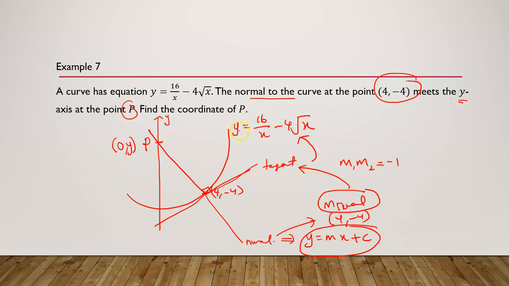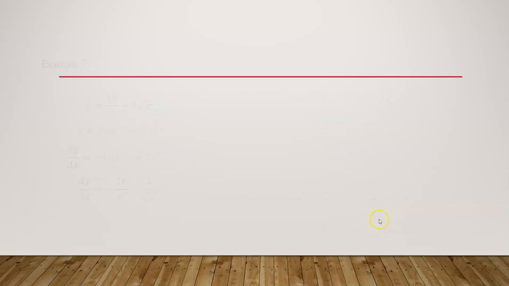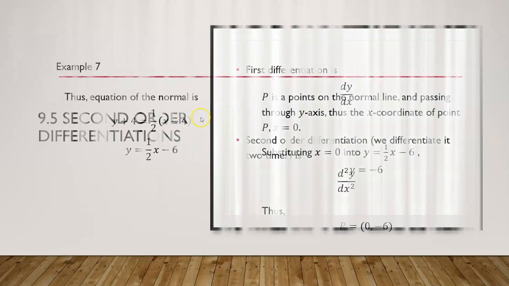So step pertama, you have to differentiate y. Differentiate y, you get this. You have to use all the properties that you have learned in part 1, differentiation. So you get this. The gradient of the tangent at 4, -4, we substitute, so we get -2. So from the gradient of the tangent, we can find gradient of the normal. So this is the gradient of the normal, kan? Right? And then from the gradient of the normal, we can find dia punya equation. So you will get this. Okay, we'll get the equation of the normal.